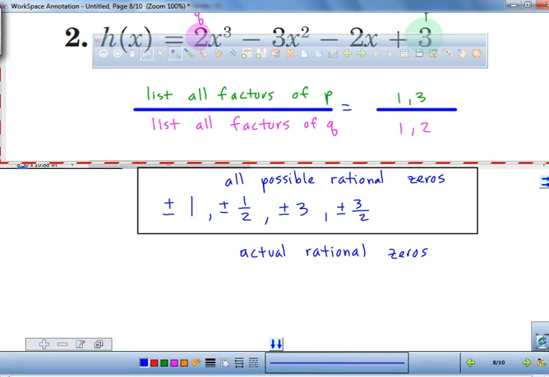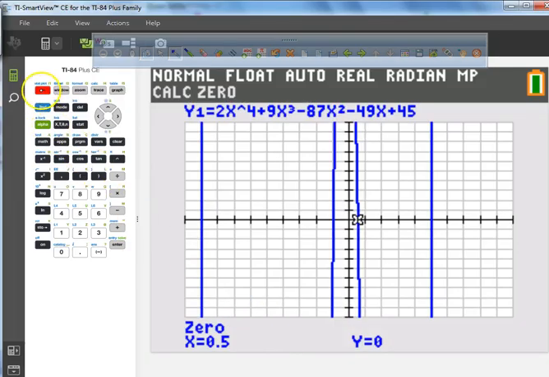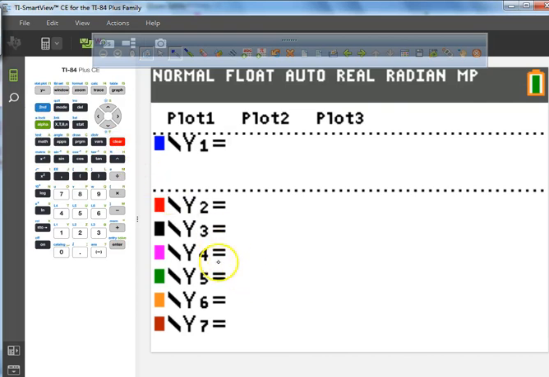So go to your graphing calculator, hit y equals. We're going to type in our function, which is 2x to the third. Now just knowing that it's 2x to the third, how many real zeros could we have? We could have up to 3. If it's 2x cubed, we could have up to 3. Minus 3x squared, minus 2x, plus 3.